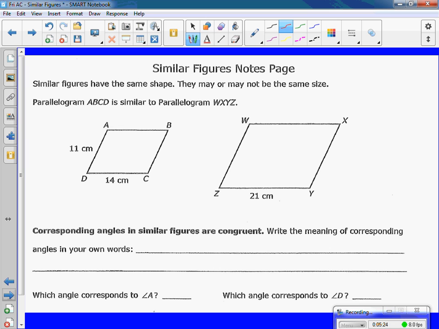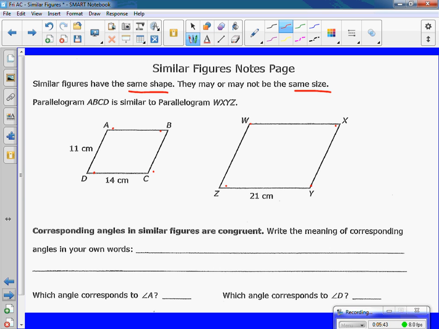And this is what we followed it up with, similar figures notes page. So when we look at this, again, similar figures have the same shape, but they may or may not be the same size. So this one says parallelogram ABCD is similar to W, X, Y, and Z.